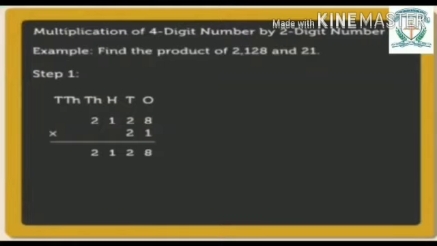Step 2. Multiply 2128 by the digit in the tens place of the multiplier, as the digit 2 is in the tens place of the multiplier. We are actually multiplying 2128 by 20, so we write 0 below the digit 8.